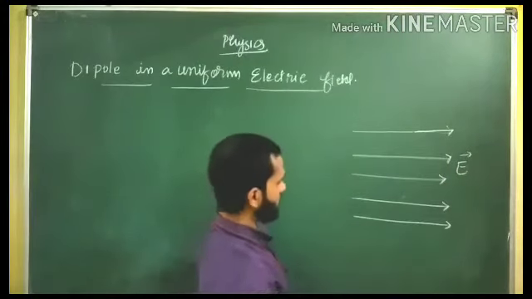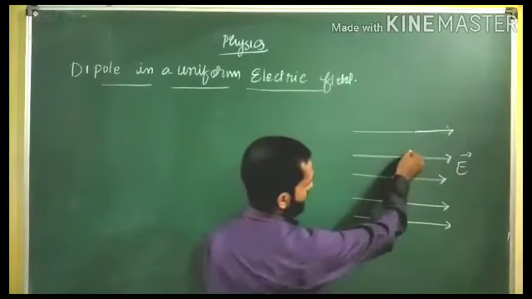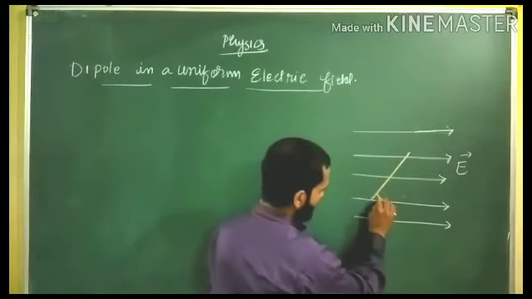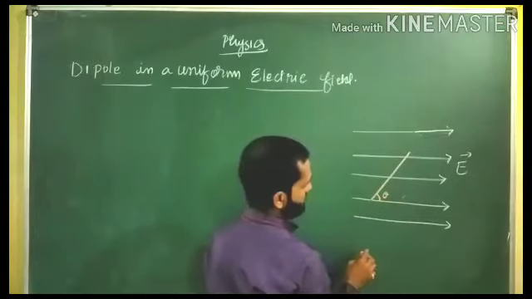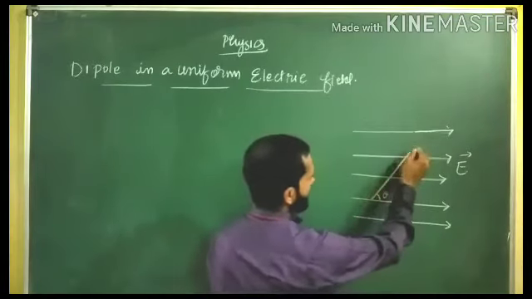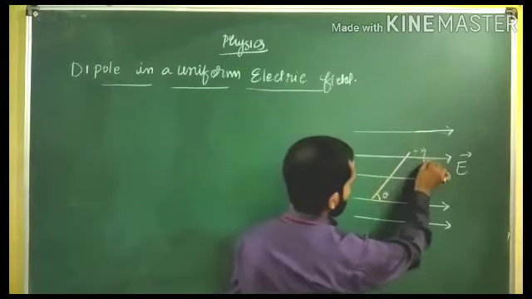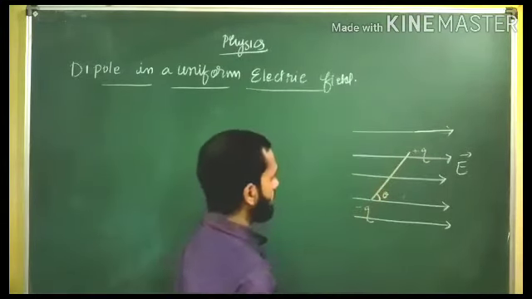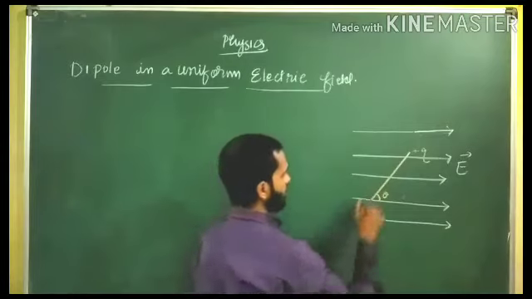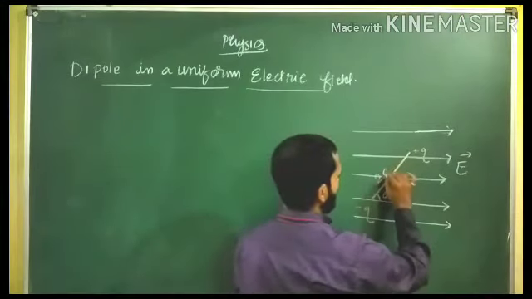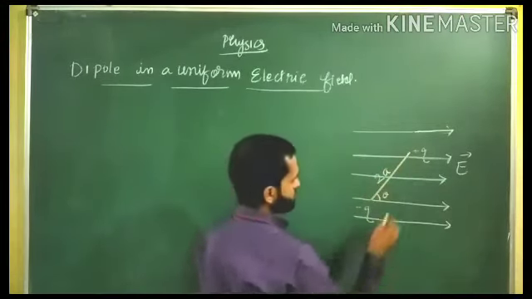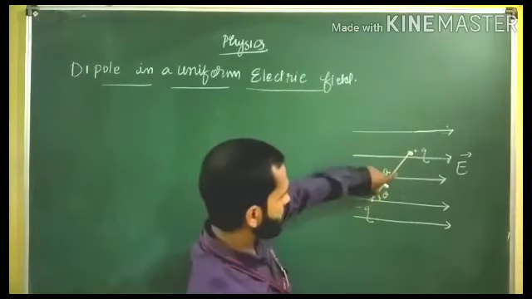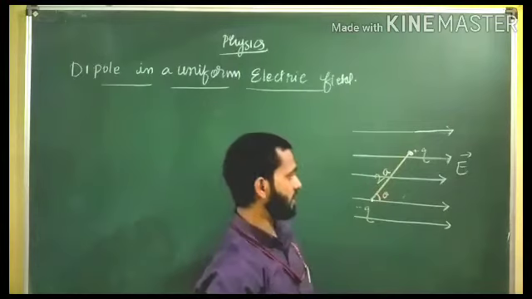And there is one dipole placed. This dipole is making theta degree with the electric field direction. So this is plus Q charge and here it is minus Q charge. And the length of this dipole we are representing by using 2a. So this is a dipole which is placed in a uniform electric field.